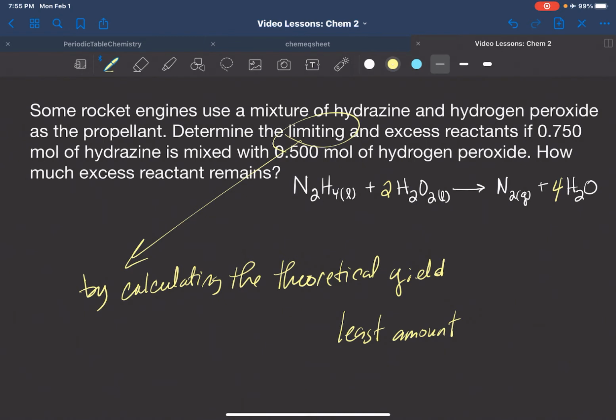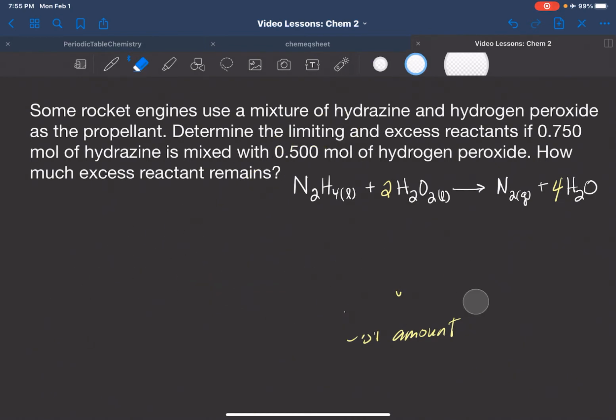Pick a product, any product. It doesn't matter which product, just pick one. Then you're going to determine from your calculations which one produces the least amount of product, and that one will always be your limiting reactant. The excess reactant is literally the other reactants that are there. The last part, where it says how much excess reactant remains, we'll take a look at after we've established what the limiting reactant is and some of the dynamics that are occurring.